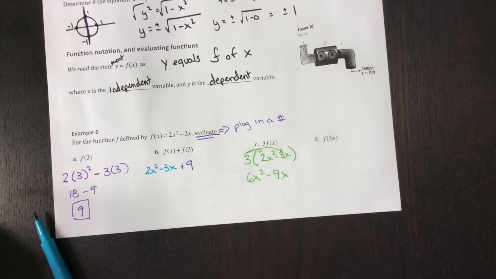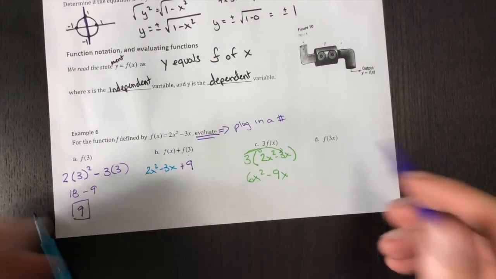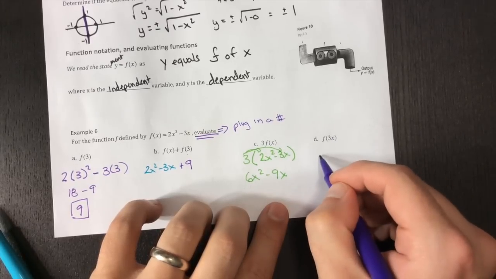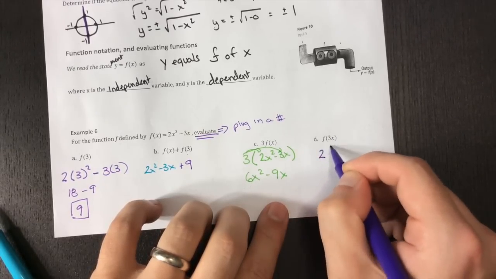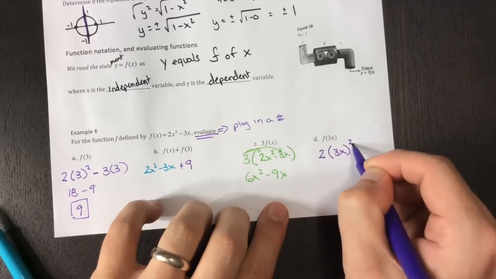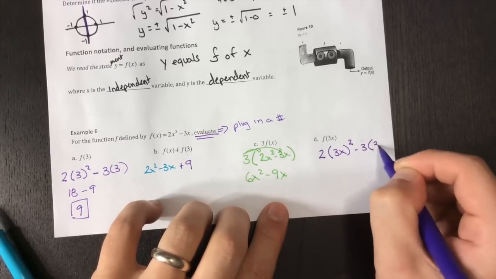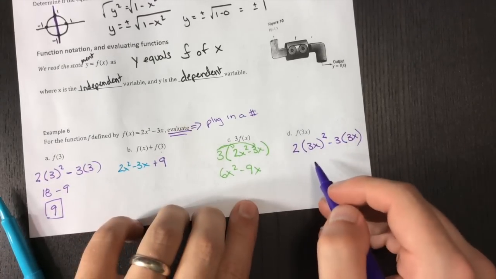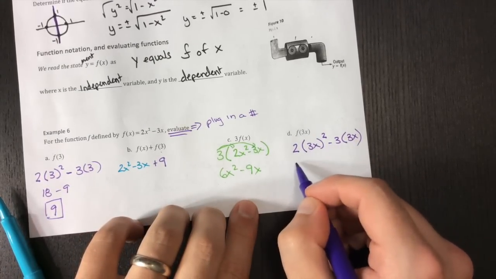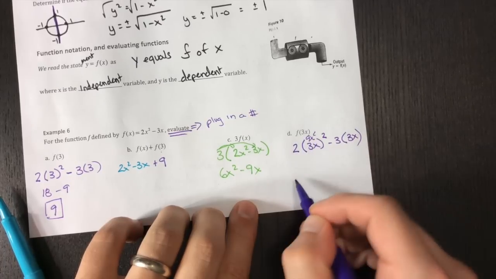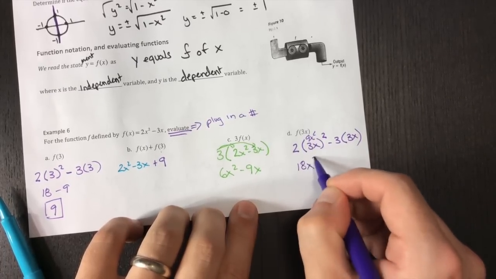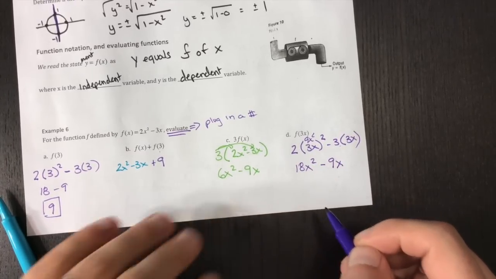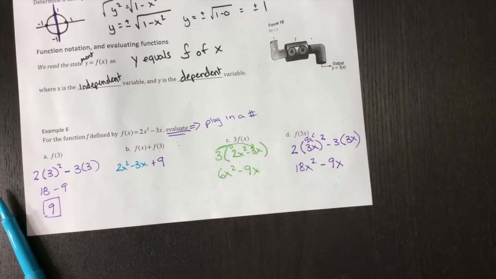Last one, I have f of 3x. So with f of 3x, wherever I see an x, I'm going to plug in 3x. So again, I'm going to write 2 parentheses 3x squared minus 3 times 3x. This is a little different than just plugging in 3. When we plug in 3x, this is going to be 9x squared. So this is going to be 18x squared minus 3 times 3 is 9x. So that's what we're going to get a little bit into evaluating.